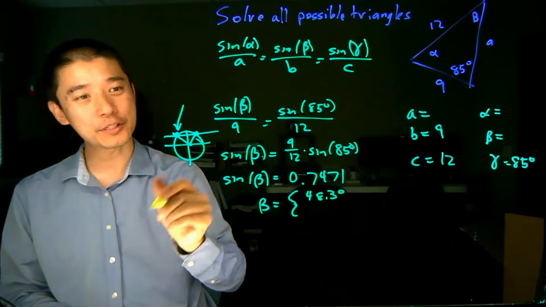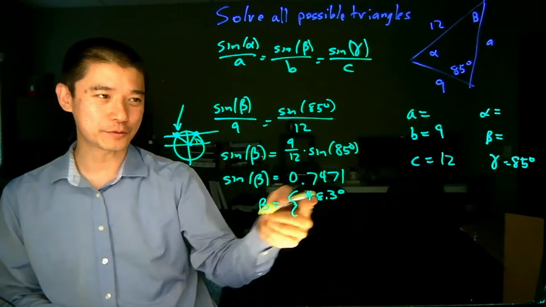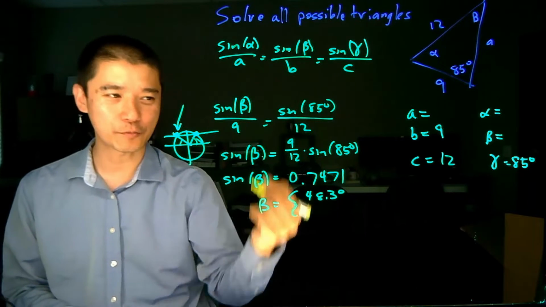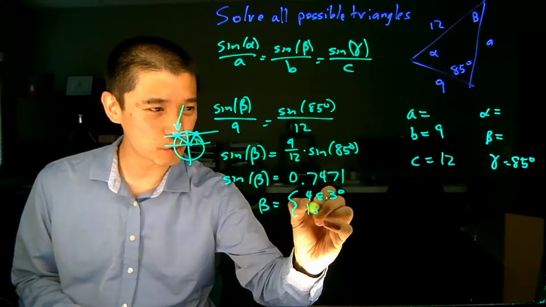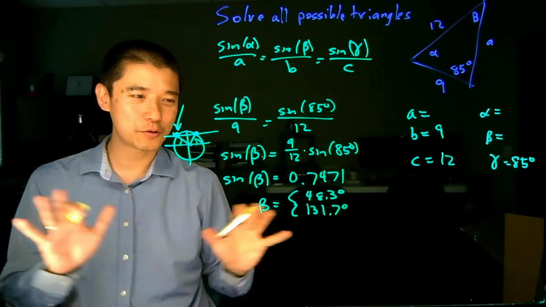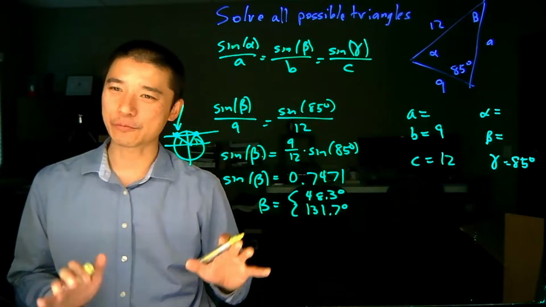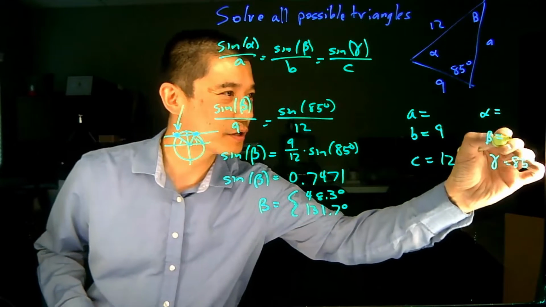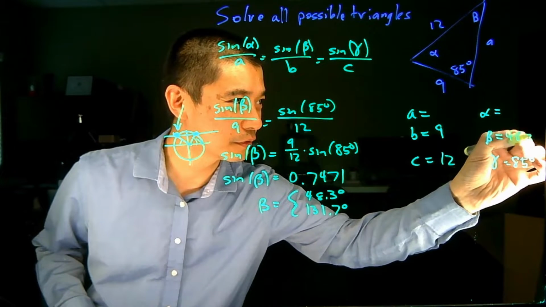To get the angle in the second quadrant, remember we have a reference angle, so that reference angle is 48.3 degrees. So we do 180 minus the 48.3 degrees, and that gives us 131.7 degrees. We still haven't learned whether or not the 131.7 is going to work, and we'll look at that in a sec. Let's just do the first part first, the 48.3 degrees.